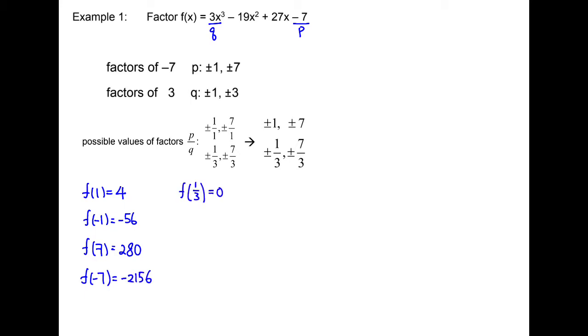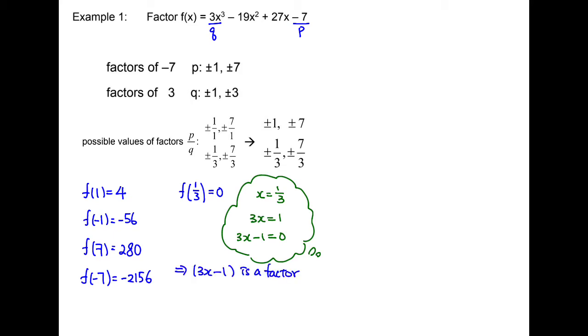Now we stop. However, now we have to write it as a factor. So how do we write this as a factor? We know x equals 1 over 3. Multiply by 3 on both sides, subtract 1 on both sides. Now we get 3x minus 1 equals 0. So we know our factor is 3x minus 1. Remember, when you write a factor, we do not use any fraction.